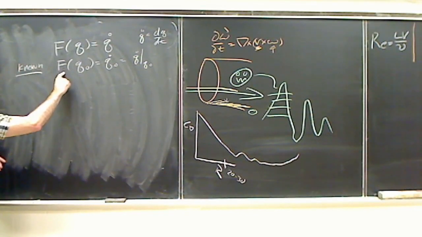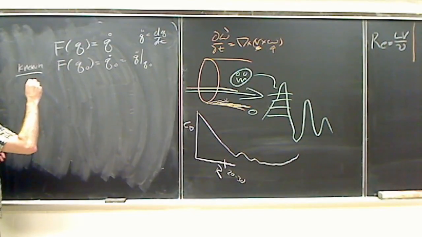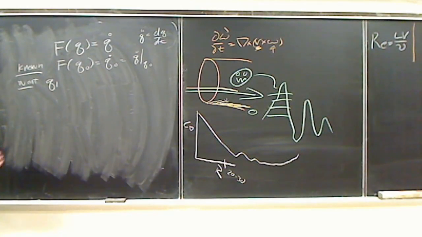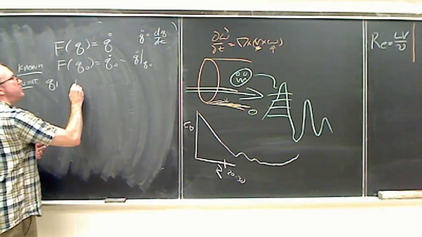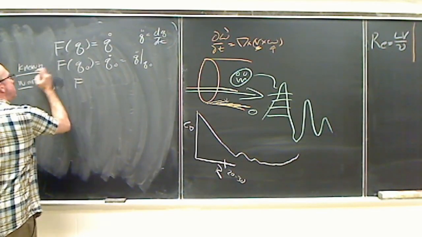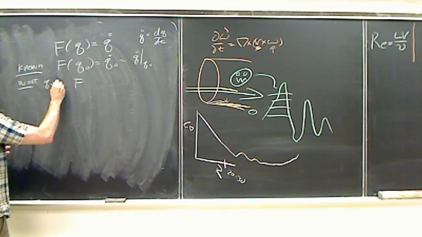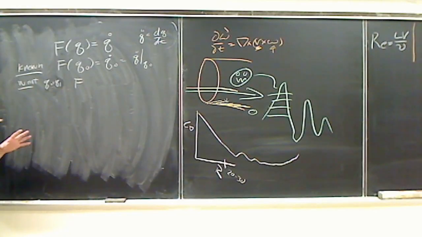So I know something like this. What I want is the answer for some q1 that is close to q naught. Let's say we want the answer for q naught plus q1. q1 is small.